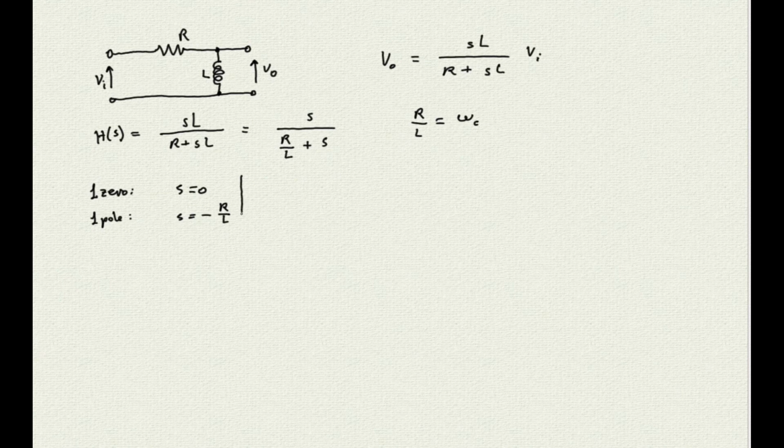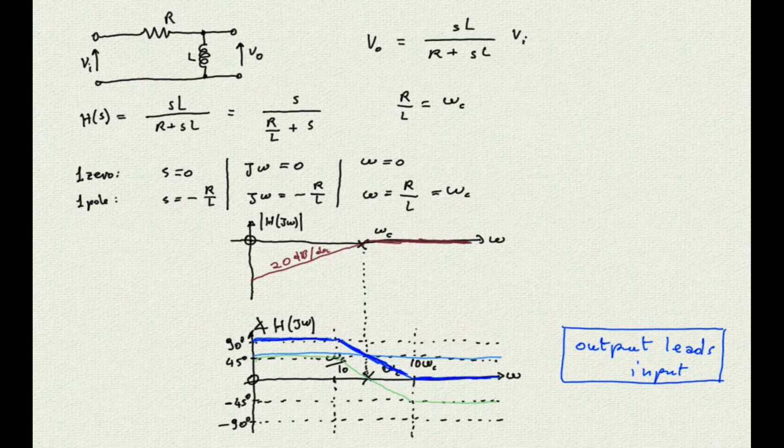Substituting S with j omega to analyze the steady state of the circuit, we have a zero for j omega equals 0 and a pole for j omega equals minus R over L. Now we extract the magnitude for both, obtaining omega equals 0 and omega equals R over L, which is omega c. At this point we can draw the Bode diagrams for both the magnitude and the phase, with the same procedure we used for the RC circuit. And this is the final result.